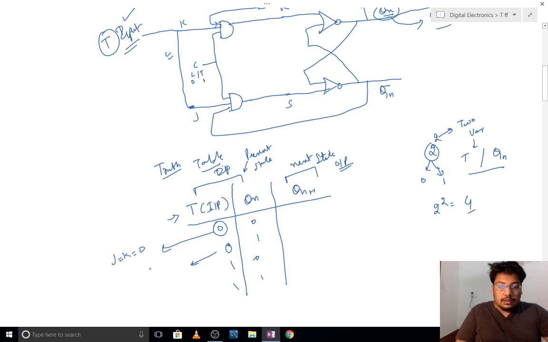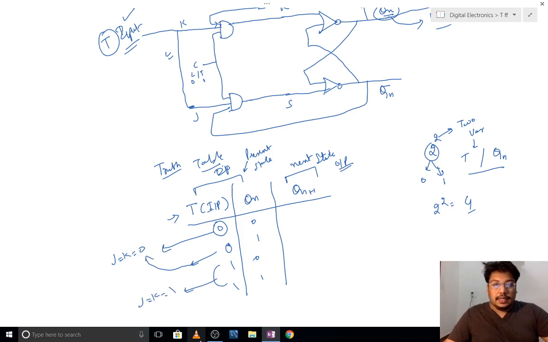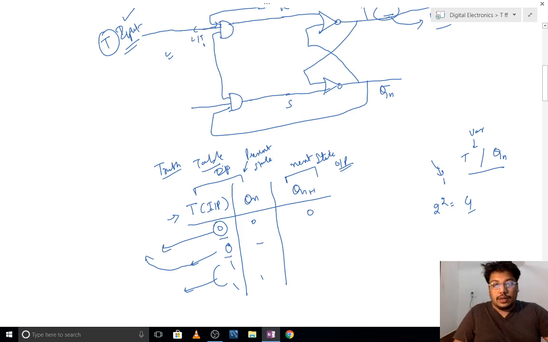Now, as I have said, T equal to 0 means J equal to K equal to 0. Same goes with here. And for this, it means J equal to K equal to 1. Let's say if J equal to K equal to 0 and Qn is 0, it means it is 0. Let me write it again. If J equal to K equal to 0, Qn is 0. If J equal to 0, K equal to 0 and Qn is 1, then it is 1.